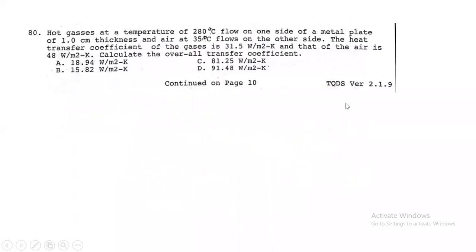So next problem, problem number 80. Hot gases at a temperature of 280 flow on one side of a metal plate of 1 cm thickness, and air at 35 flows on the other side. The heat transfer coefficient of the gases is 31.5 and that of the air is 48. Calculate the overall heat transfer coefficient. So hinahanap natin dito yung U. Syempre ang U is equals to 1 over RT. So ano yung RT? Yan yung reciprocal ng overall heat transfer coefficient. So si RT pwede nating makuha gamit yung 1 over H1 plus X over K plus 1 over H2.